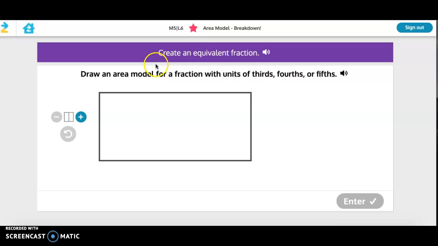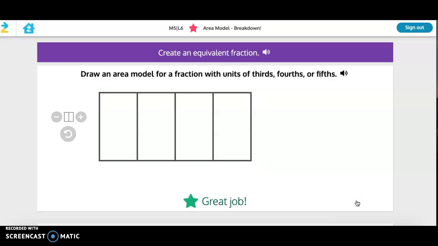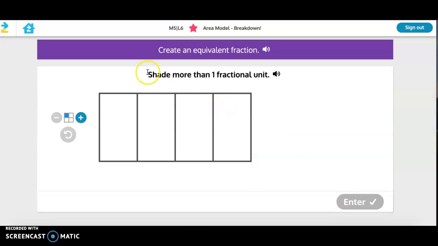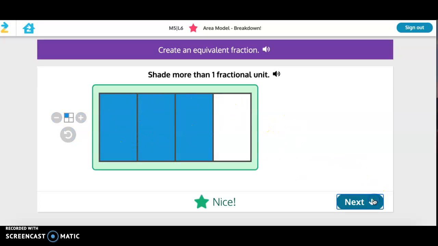So let's get started. It wants us to draw an area model for a fraction with units of thirds, fourths, or fifths. Okay. So why don't we work with fourths? So you can see I've cut this into 1, 2, 3, 4 pieces. It asks us to shade more than one fractional unit. So I'm going to shade, let's say, 3. So I have 1, 2, 3 out of 4 shaded.